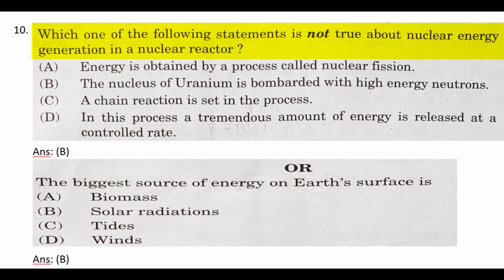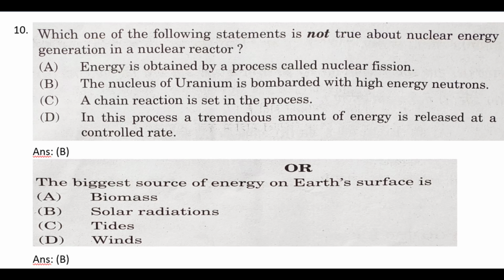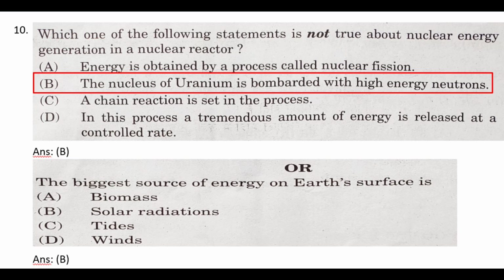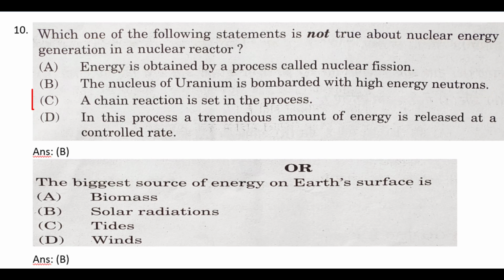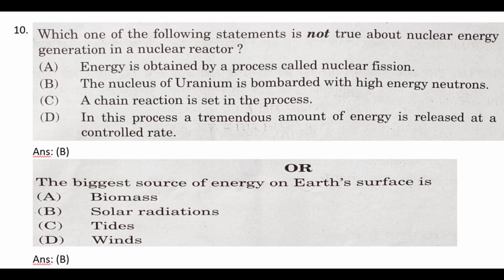Which one of the following statements is not true about nuclear energy generation in a nuclear reactor? Options are: A, energy is obtained by a process called nuclear fission. Option B, the nucleus of uranium is bombarded with high energy neutrons. Option C, a chain reaction is set in the process. Option D, in this process a tremendous amount of energy is released at a controlled rate.